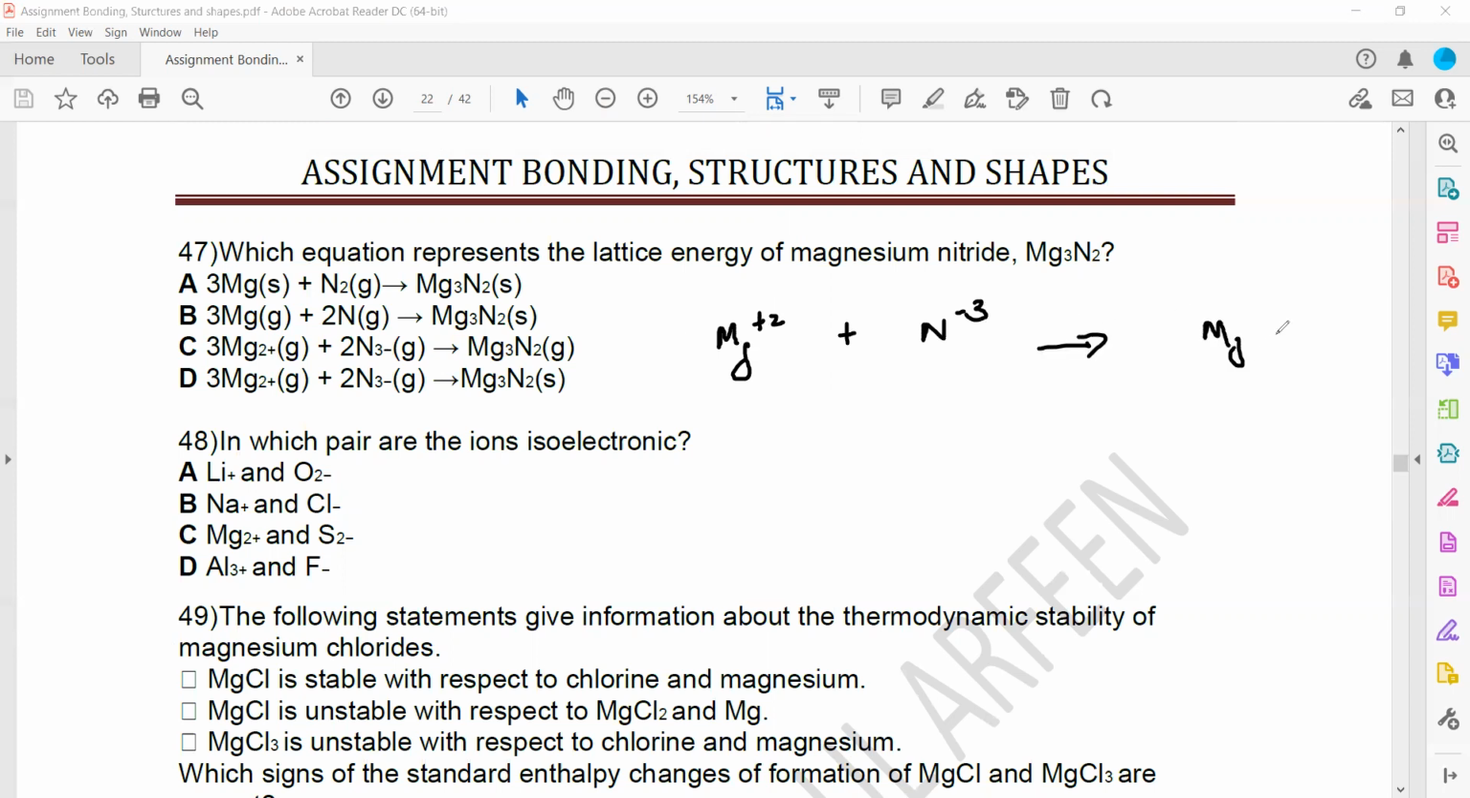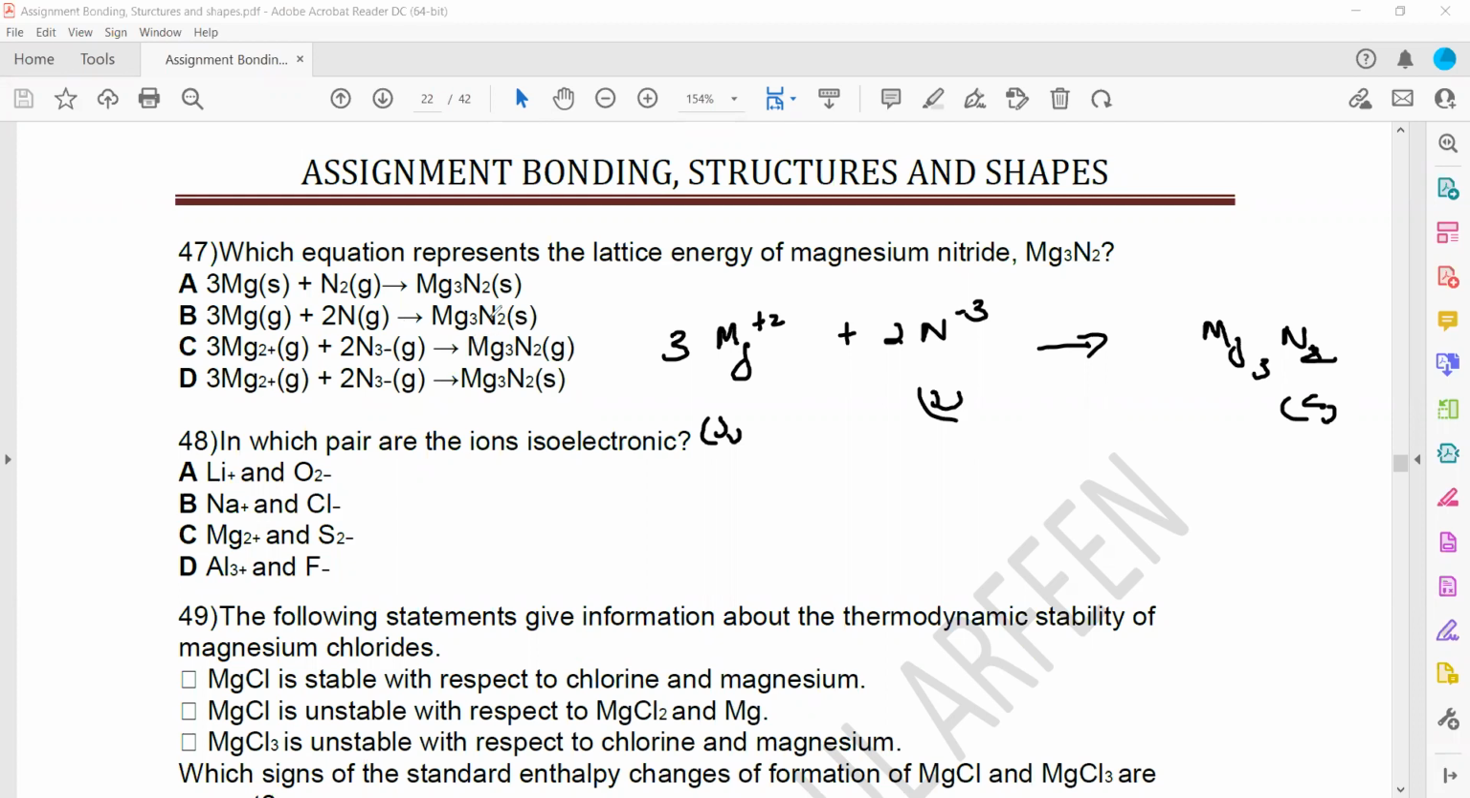So to form magnesium nitride, the valency of magnesium should be 3 and nitrogen should be 2. So we need 3 magnesium and 2 nitride ions. And the ions should be in a gaseous state to form a solid. So which one does it match with? This one: elements are forming a compound, so it is the formation of magnesium nitride.